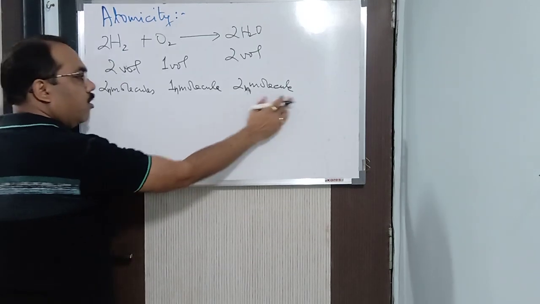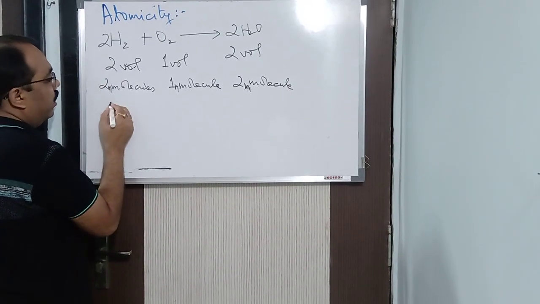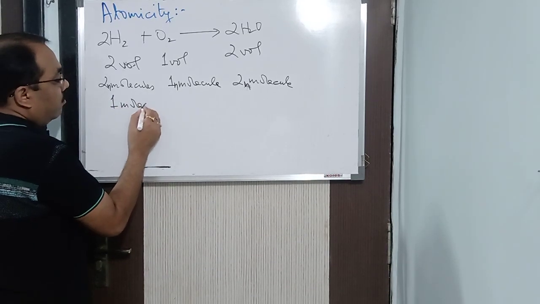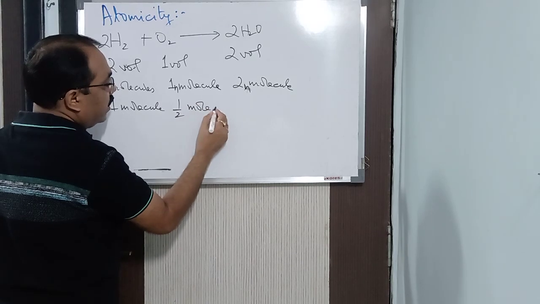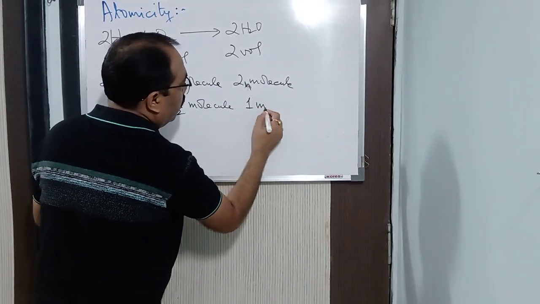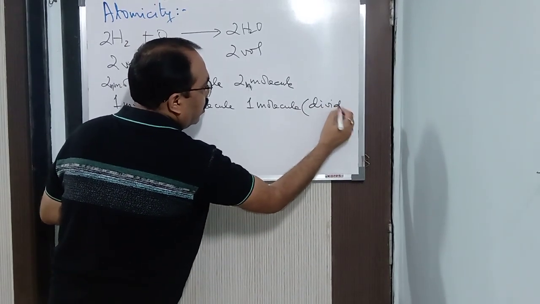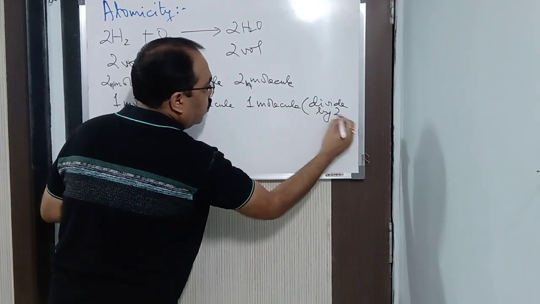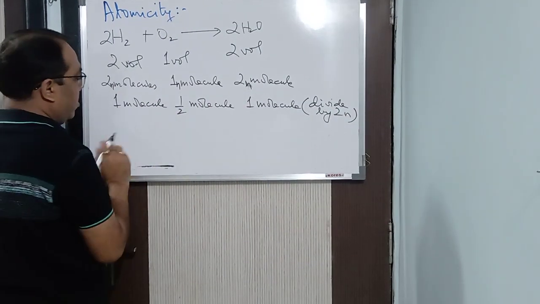Now we divide throughout by 2n. So how much will we get? This is 1 molecule, this is half molecule, and this is 1 molecule. What I said, divide by 2n throughout. So this is 1, this is half molecule, this is 1 molecule.